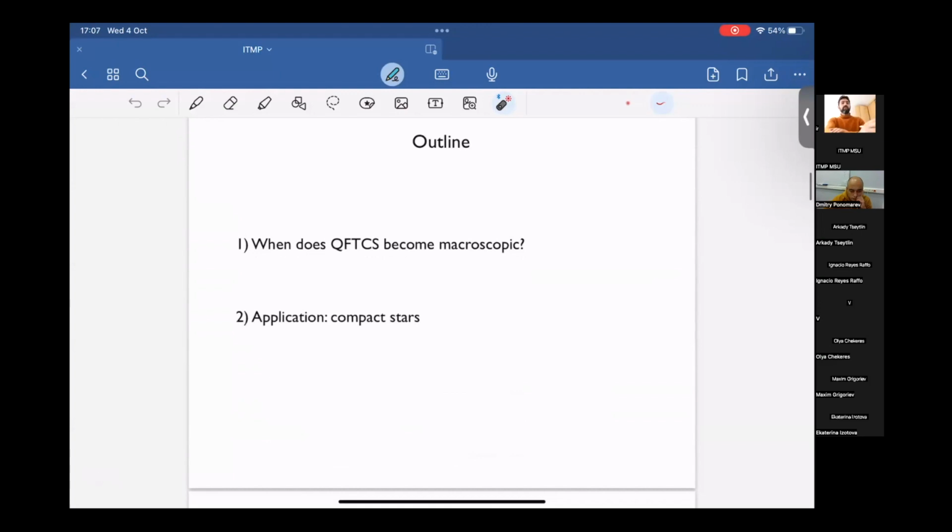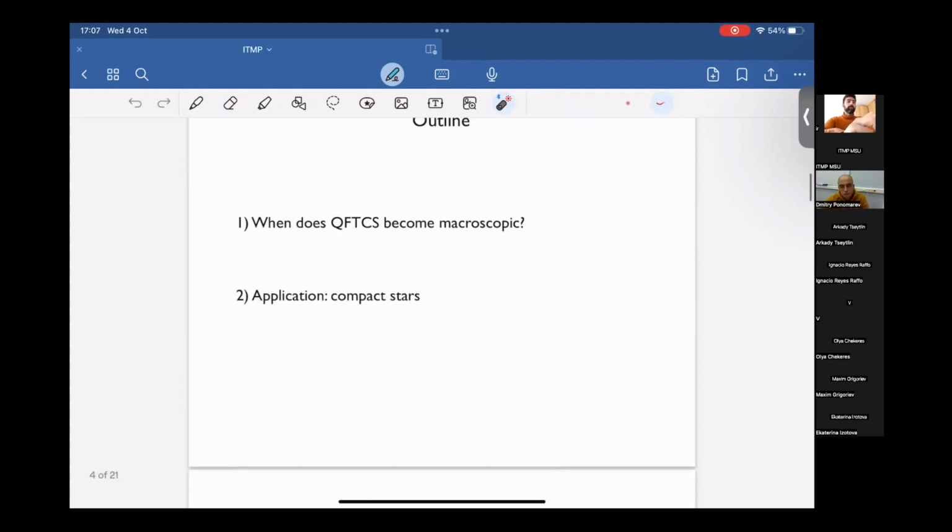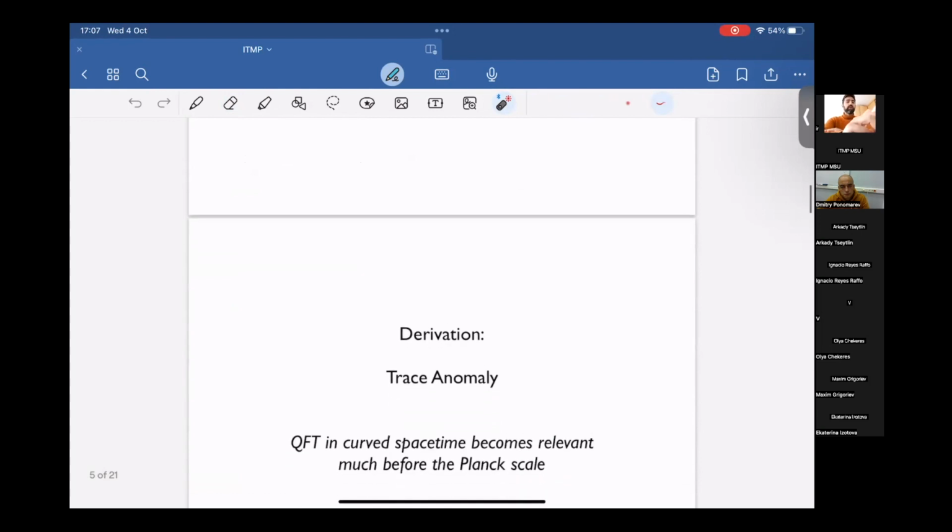The outline of the talk is that first we're going to ask the question of when the effects of quantum field theory in curved spacetime become macroscopic. We're going to define what that means. And then once we answer that question, we're going to look at one particular application, related to very compact stars, close to the Buchdahl limit.